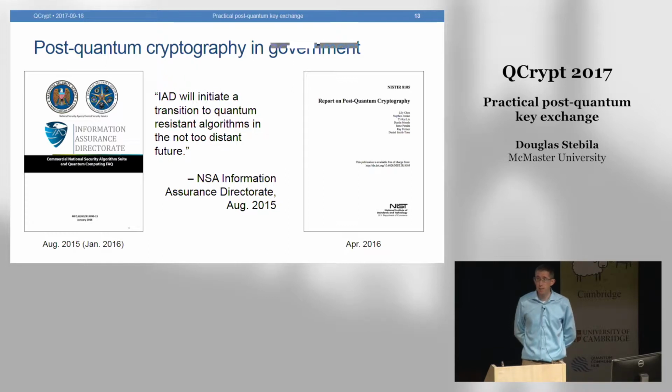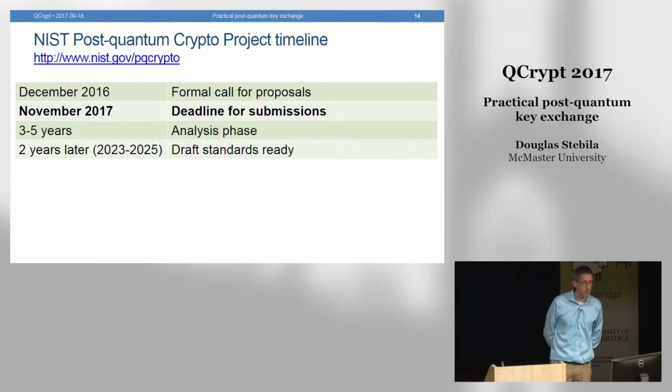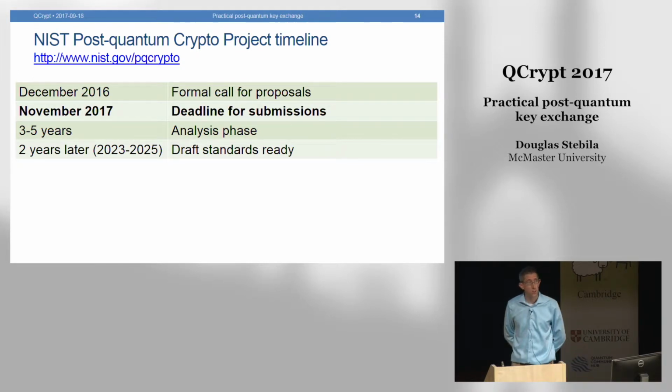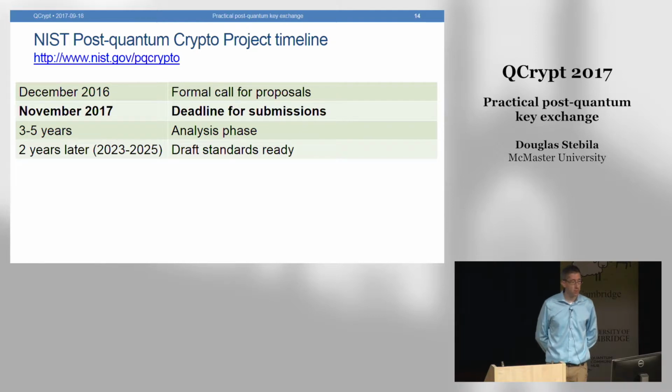And so that's one of the big things going on in the post-quantum crypto community right now, the NIST post-quantum crypto project. So it was announced last year with a deadline for submissions coming in November 2017. And so they're asking for submissions on digital signature algorithms, public key encryption, and key exchange, and then plan to spend 3 to 5 years reviewing these algorithms through a series of workshops with the hope of having draft standards ready by 2023 to 2025. Okay? And this somewhat follows similar NIST competitions for hash functions and symmetric encryption algorithms.